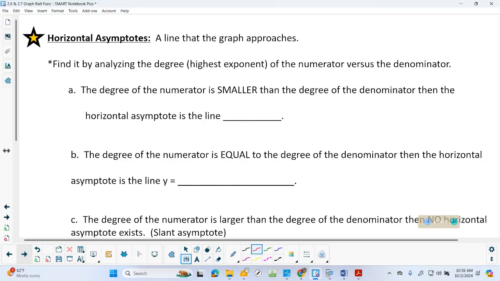Now, we're also going to have horizontal asymptotes. As you can see from this slide, it's a little bit more involved. Not hard, but just a little bit more involved. So, a line the graph approaches, of course. Notice it says analyzing the degree. You're looking at those exponents of the numerator versus the denominator. So, you have actually three possibilities here.